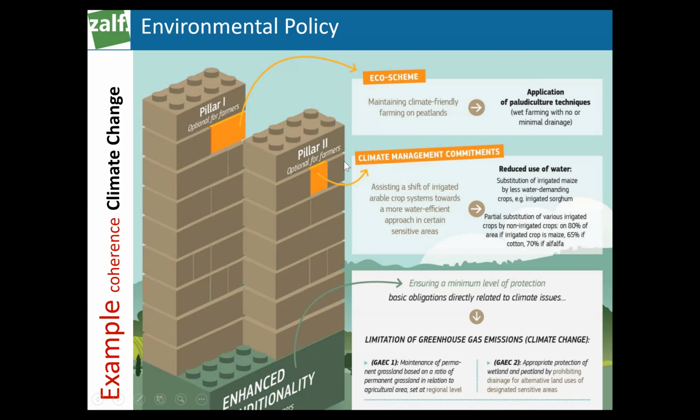And the second pillar is climate management commitments to reduce the use of water, with special attention to have a coherent policy on climate. That means you see the goal setting, the goal direction should be the same and not anymore conflicting. This is to match Pillar 1 and Pillar 2 goals and to have coherent, complementary objectives.